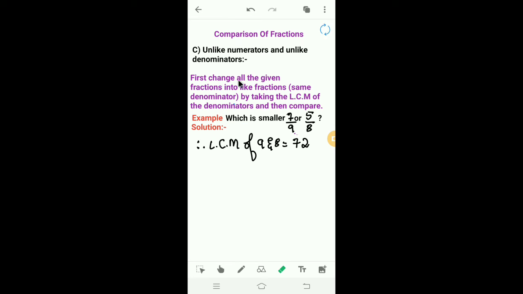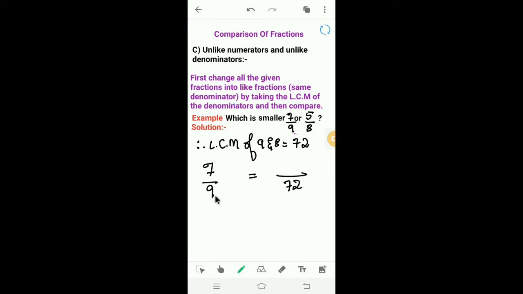Next we have to change all the given fractions into like fractions. Like fractions means same denominator, by taking the LCM of the denominators and then compare. Here LCM of 9 and 8 is 72. So first I will take 7 by 9. Here the LCM is 72, so we should take the LCM as the denominator.